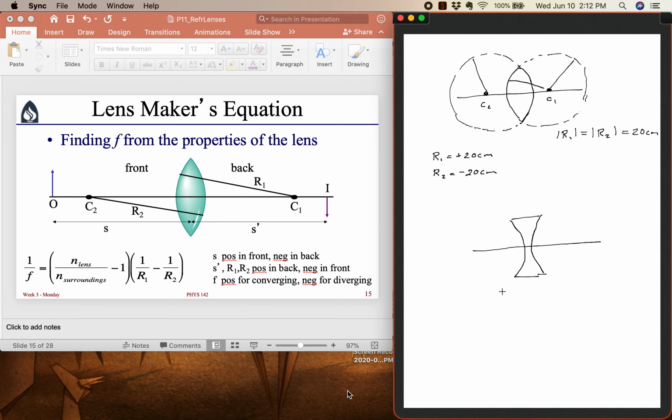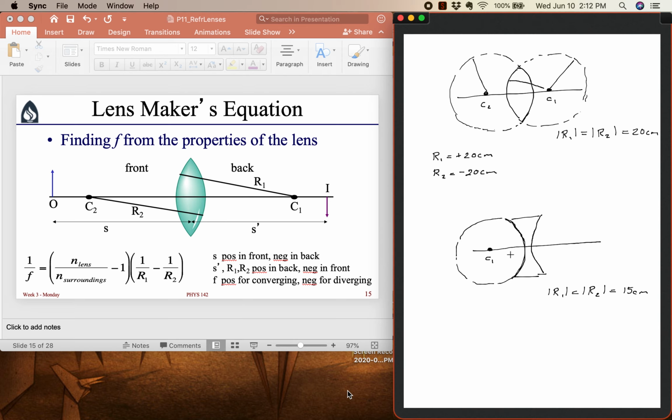If we want to find R1 and R2, first we have to know that the radii of curvature have a magnitude of 15 centimeters for this lens. Once again, we need to figure out the signs. For R1, we look at the front surface, the first surface of the lens. This front surface curves around, and if we complete the circle, we can see that its center of curvature is here in front of the lens.